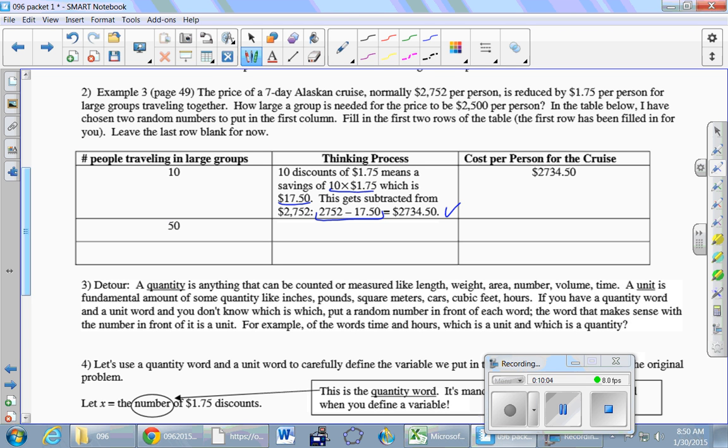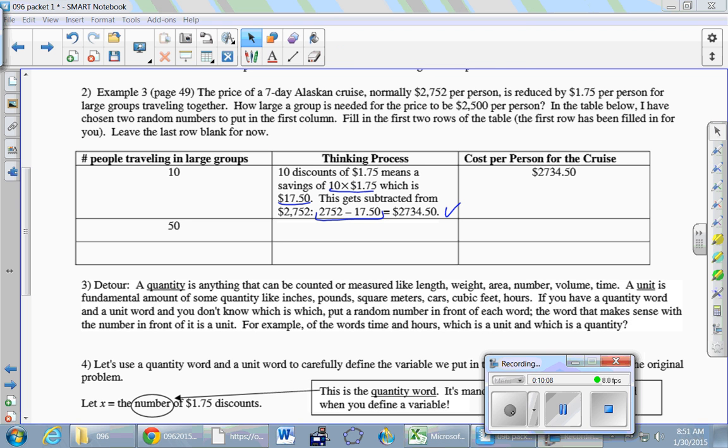So 50 people. See if you can fill in the blanks, and we'll come back together in just a minute. All right. It's okay if you haven't quite finished yet. Well, let's come back together and get this problem resolved.